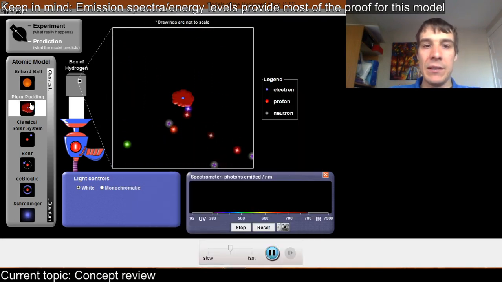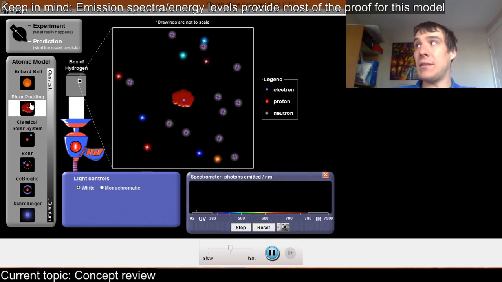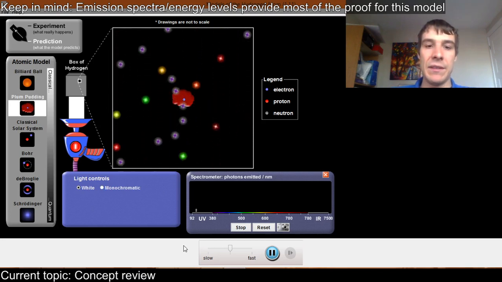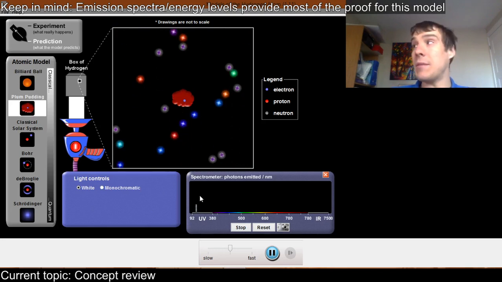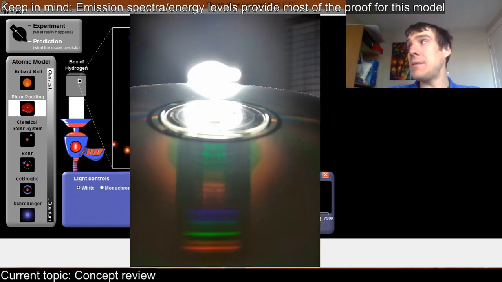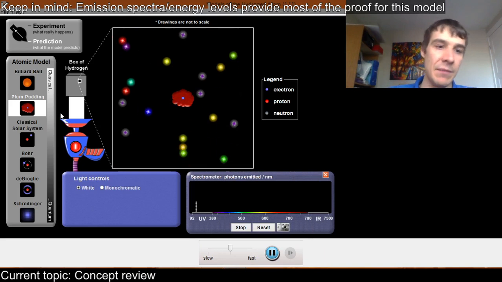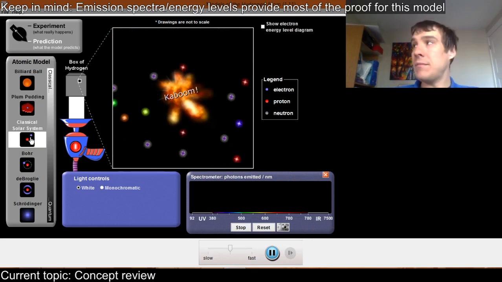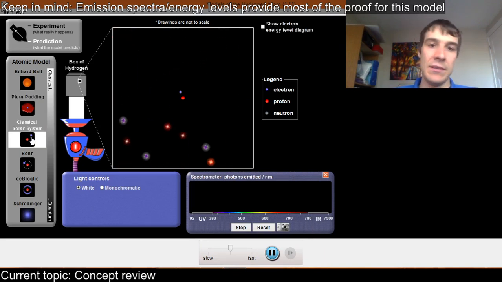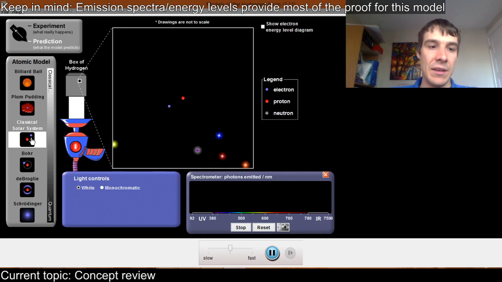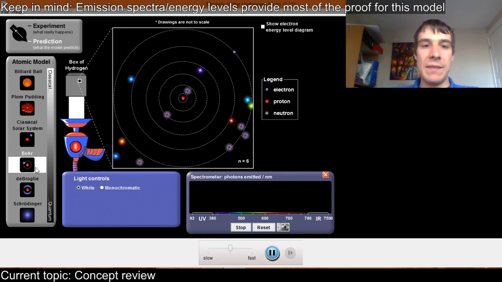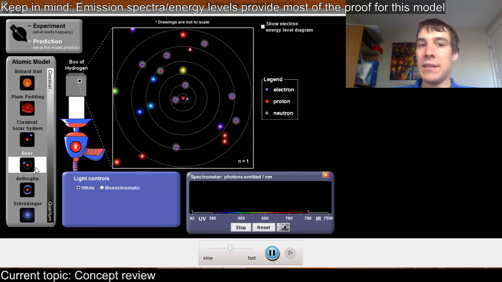The plum pudding model, because there's only one specific energy level for the electron, it should all stack up in one place. This is not what we see. We see multiple lines for every element. The solar system model just goes kaboom because Rutherford didn't account for the loss of energy. Then Bohr went, there's specific allowable energy levels. That's what Bohr said, right?